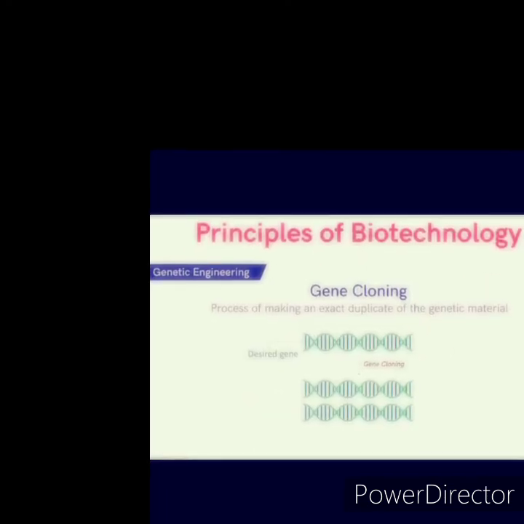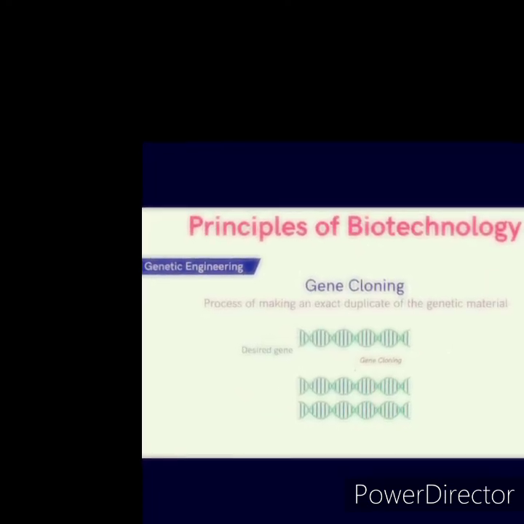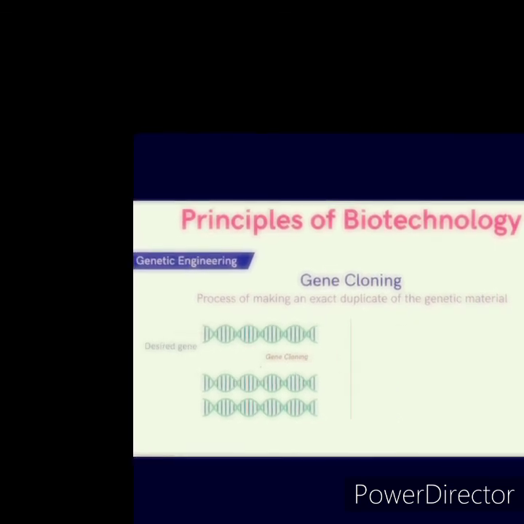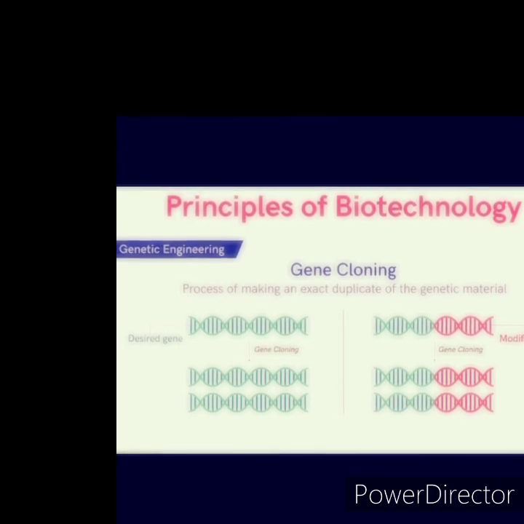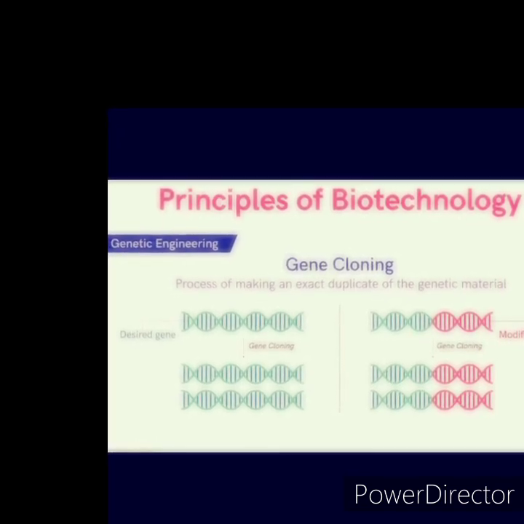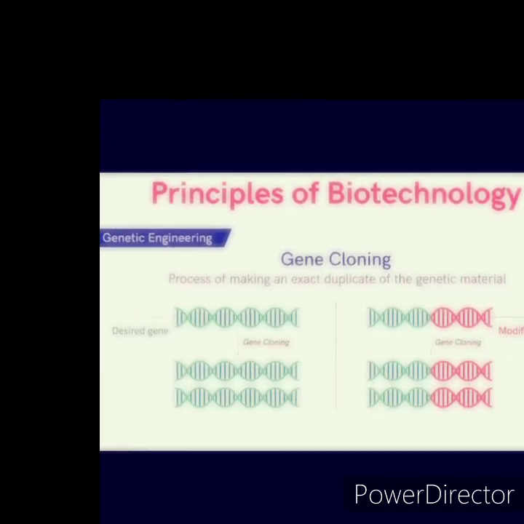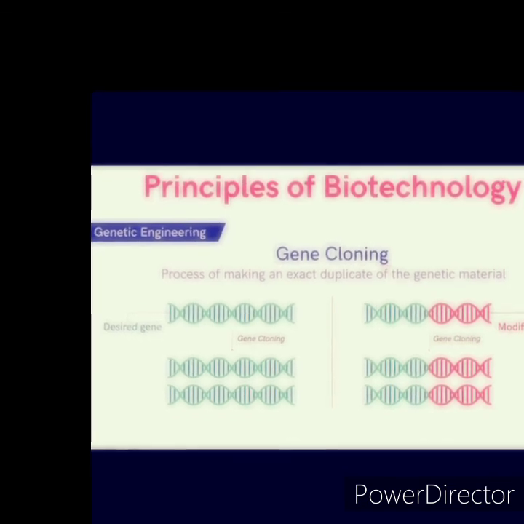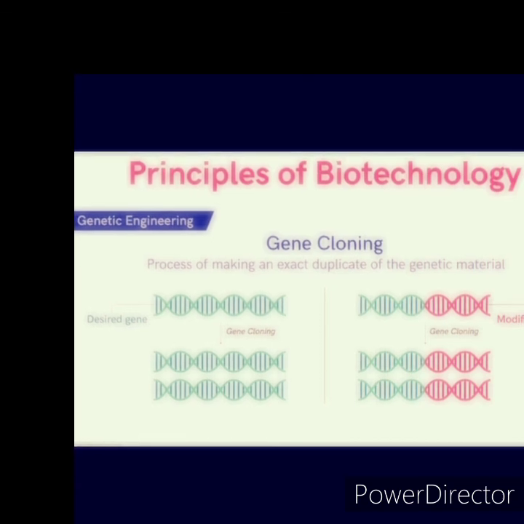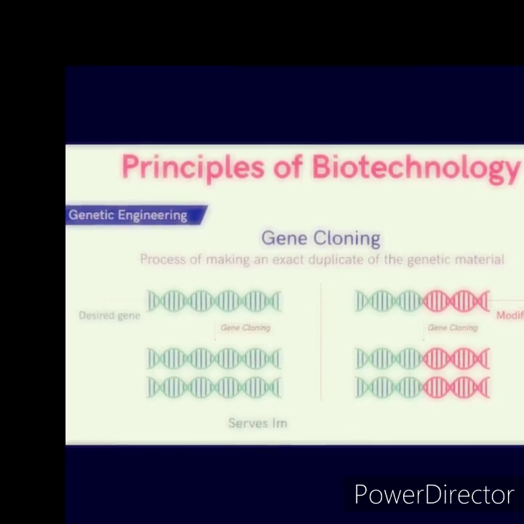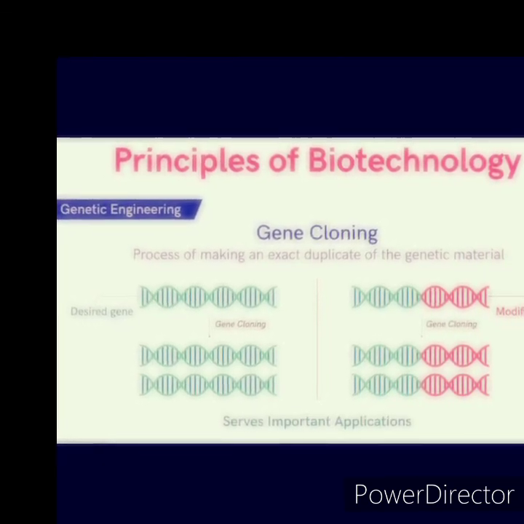This same logic applies for genes as well. A few genes which code for certain extremely important proteins, or even the newly modified genes, can be copied several times. This process of making exact copies of genes is called gene cloning. And just as in this case, here as well, clones or copies of genes serve many important applications.